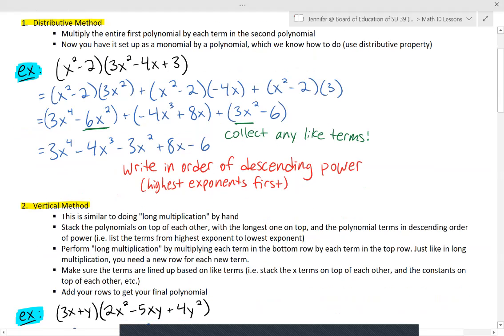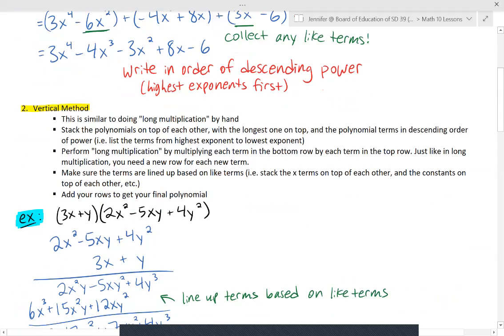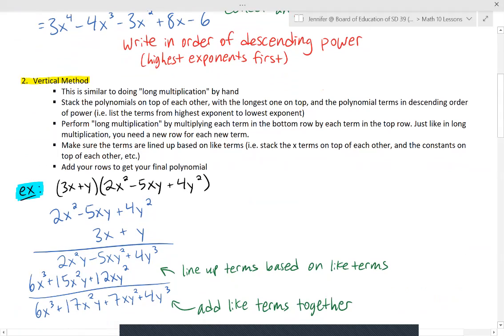The second method is the vertical method. This is very similar to doing long multiplication by hand, and I'll show you an example as I explain the steps. So first, you're going to stack the polynomials on top of each other with the longest one on top and the polynomial terms in descending order of power. So if I have this binomial times this trinomial, I'll put the longer or the bigger polynomial on top and then the other one on the bottom, kind of like I'm setting up a long multiplication question.